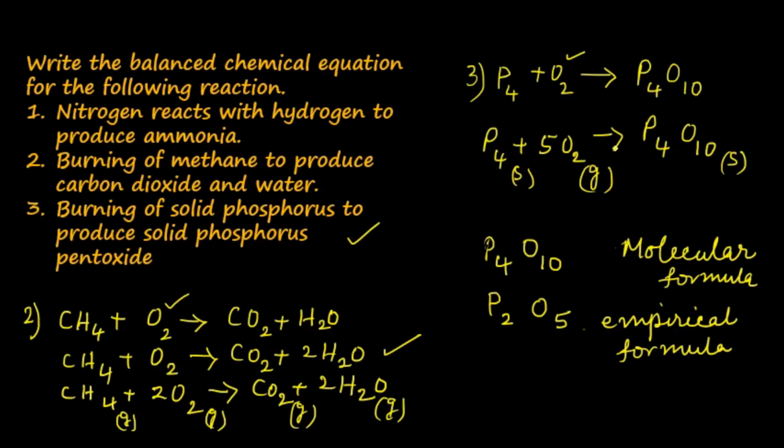This is a very simple equation. It can be easily understood. On the left hand side there are 4 phosphorus atoms. On the right hand side also there are 4 phosphorus atoms. So that is balanced. Next is oxygen. On the right hand side there are 10 atoms, whereas on the left hand side there are only 2. So you multiply oxygen on the left hand side by 5. So you get P4 plus 5 molecules of oxygen gives P4O10, which is phosphorus pentoxide.